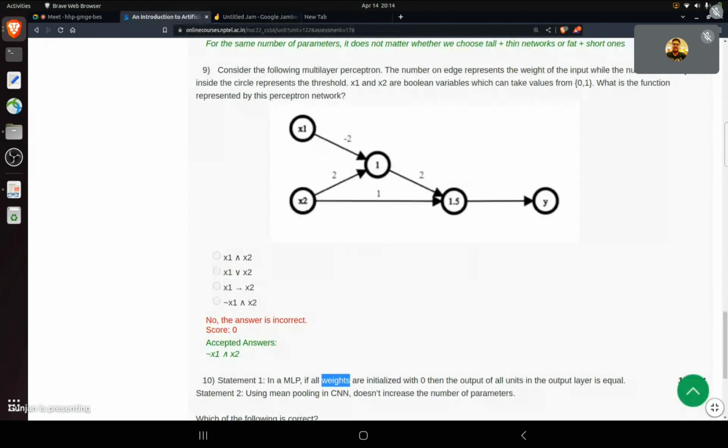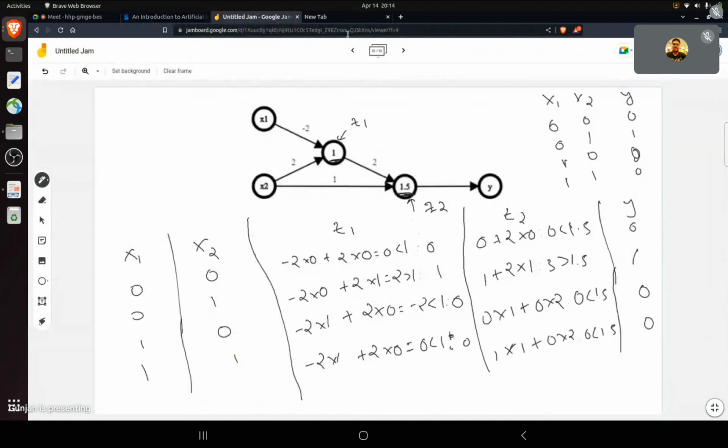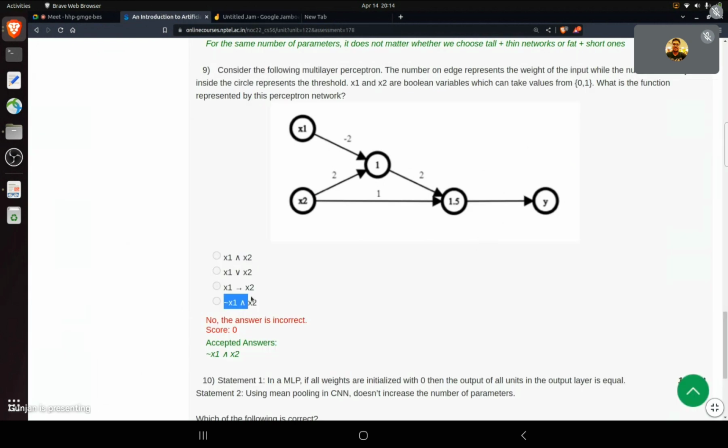And then are we realizing not x1 and x2? So not x1 and x2. So 1, 0, 0, yeah, this is true. 0, 0, 0, and 0, 1, 0. So yes, this fits this option. And that would be all.